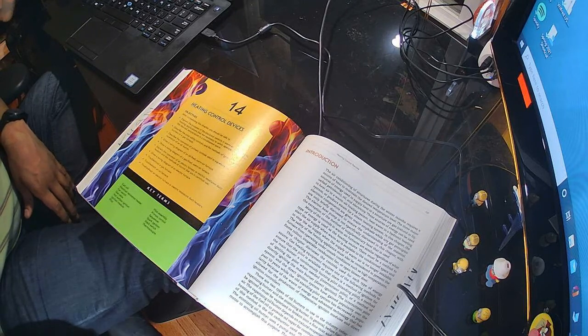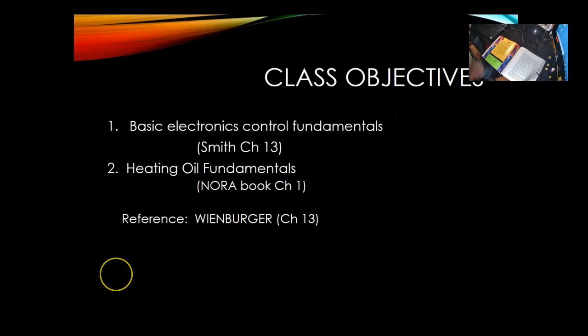Other than that, try to keep it as simple as possible. Again, as I said, basic electronic controls fundamentals, that's chapter 12, 13, and heating oil fundamentals. We're going to start to move into heating oil controls, and that's the Nora book, which I require you to have for this class, and it is also available on Blackboard.